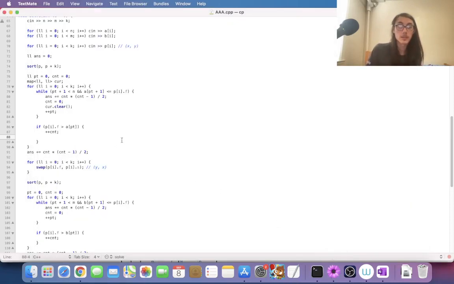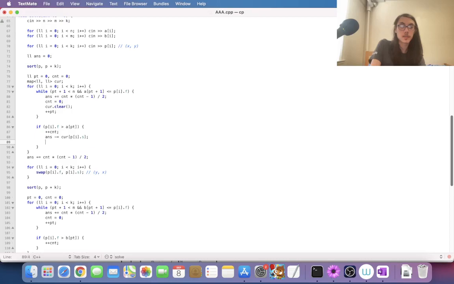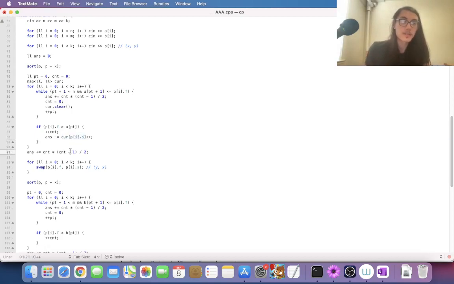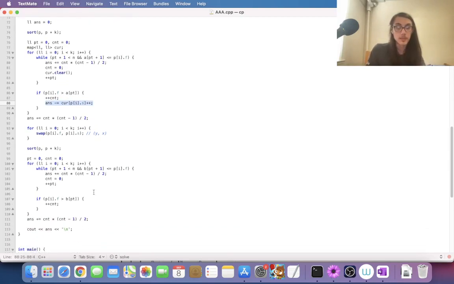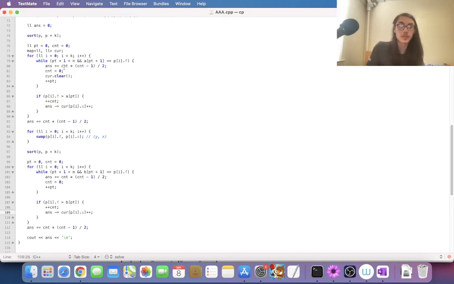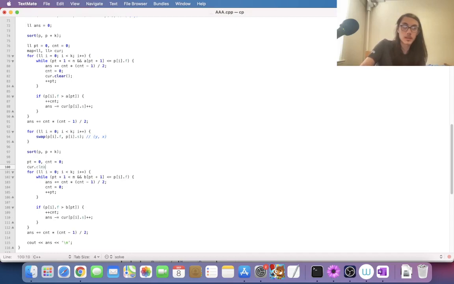So ans minus equals cur of this y coordinate, and plus cur that y coordinate. In fact, we can combine these two. I'm going to increment this right after we access it. I think it's a bit faster to do that, but I'm not really sure, and it doesn't really matter, because it'll just functionally work the same. So I will clear cur.